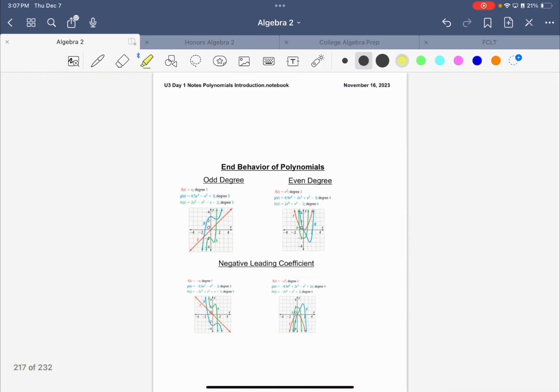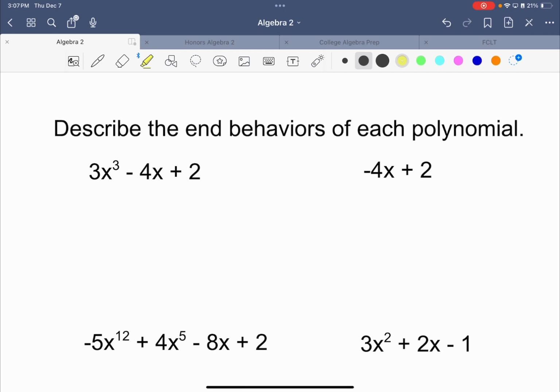All right, so let's look at an example of something that you're going to have to look at. If I have something like 3x to the third minus 4x plus 2, and it says describe the end behaviors, I only care about the leading coefficient. Nothing else matters to me. So the first thing I ask is, is the degree even or odd? Well, what's the degree of it? 3 is the degree. Is 3 an even number or an odd number? It's odd.